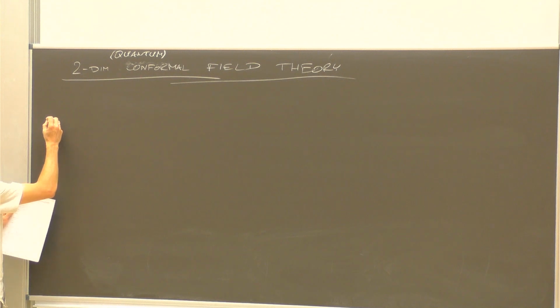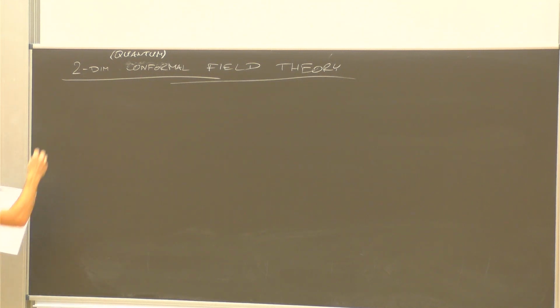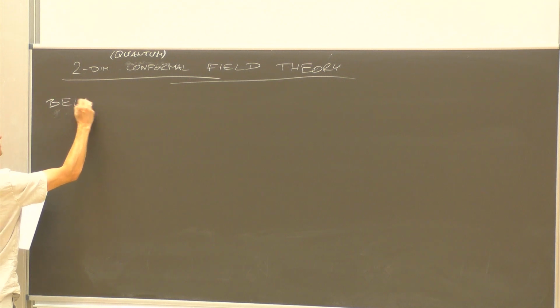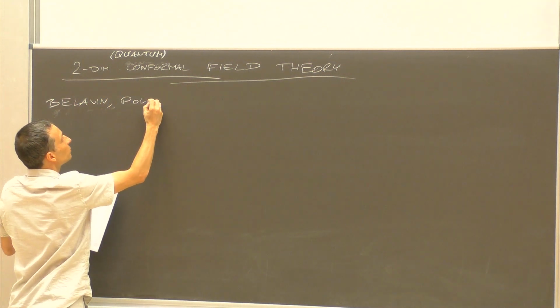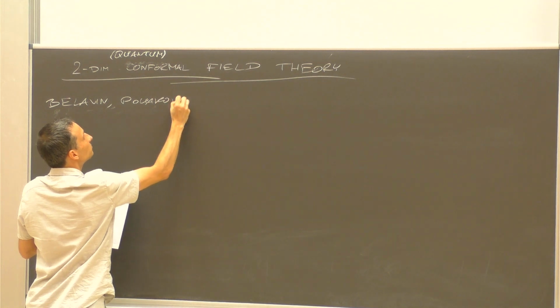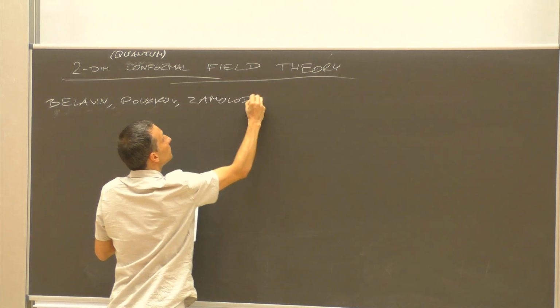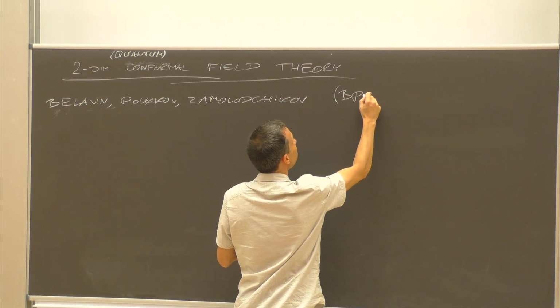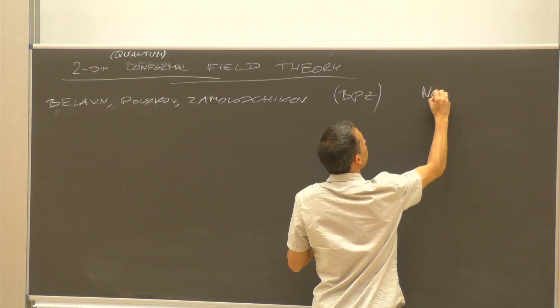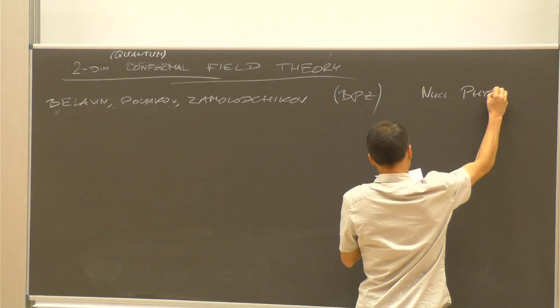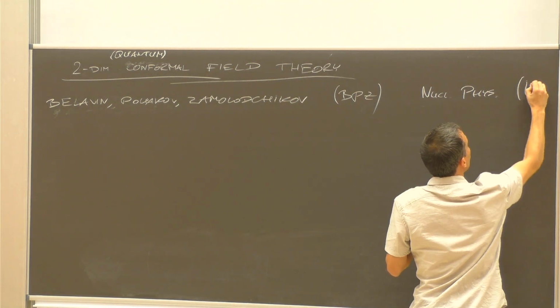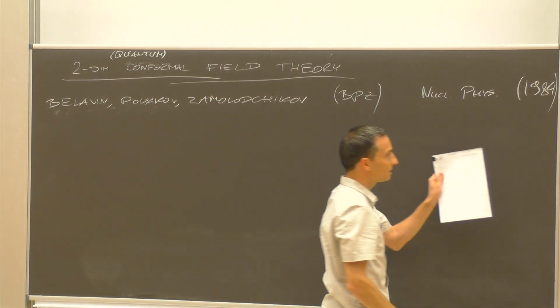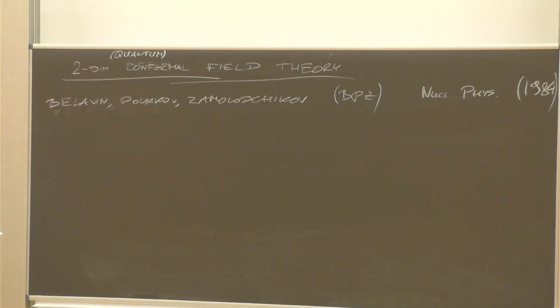So one which is very important is how the story started, and it started with the paper by Belavin, Polyakov, and Zamolodchikov. This is often referred to simply as the BPZ paper, and that was in Nuclear Physics in 1984. So this is not the only reason why this year was important for science, but one of the important reasons. So for historical reasons, you can look at this paper.